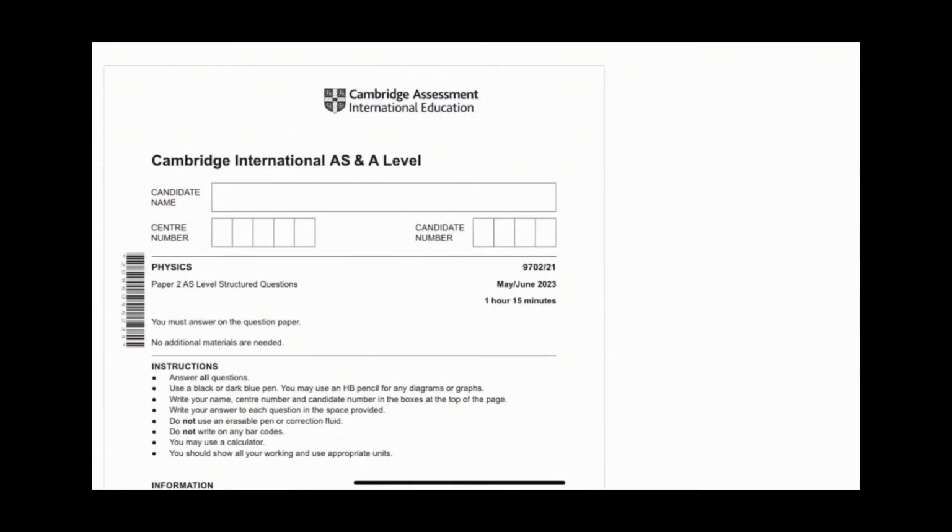So today I'm going to be solving the physics paper 2 for May June 2023, paper 2-1.